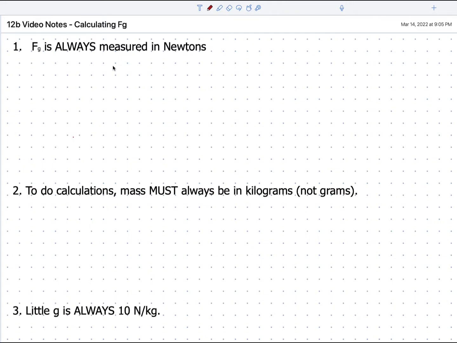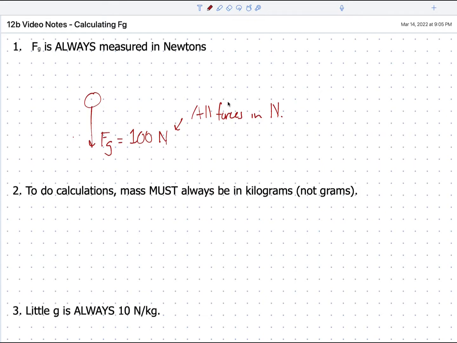Examples for calculating the force of gravity, since I'm not here in class today, and this is something new that we haven't really done before. So, first thing, the force of gravity is always measured in newtons. So if you have an object and there's a force of gravity acting on it, and say it's equal to 100, that will always be measured in newtons. And in fact, all forces are always in newtons.